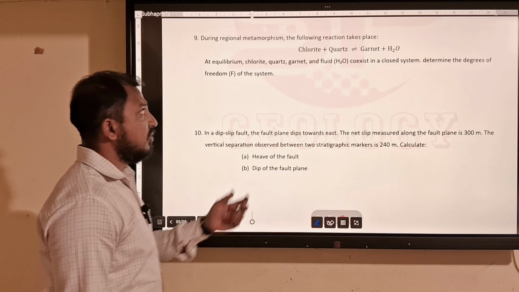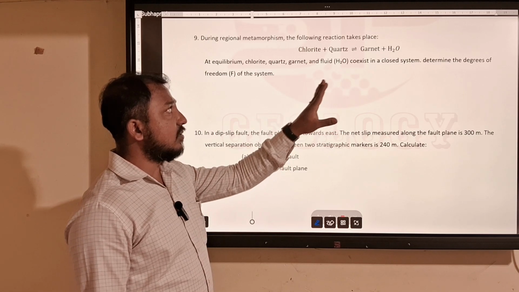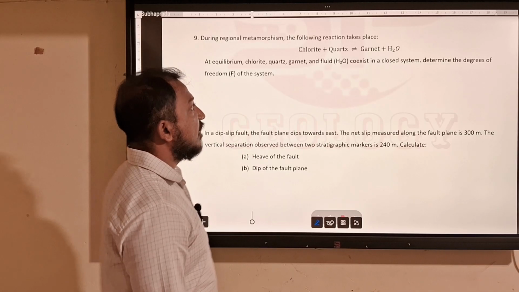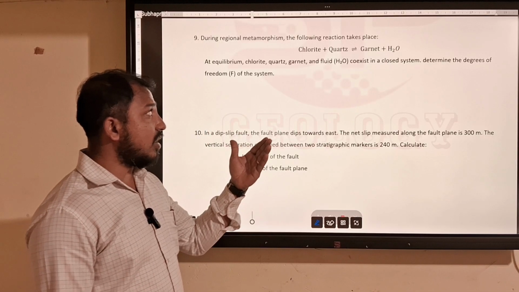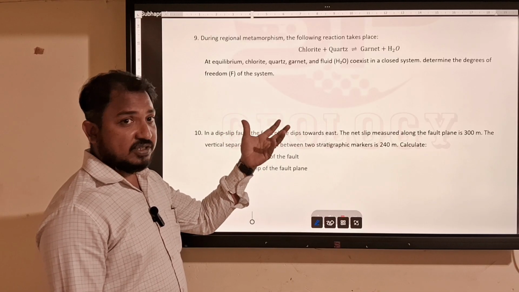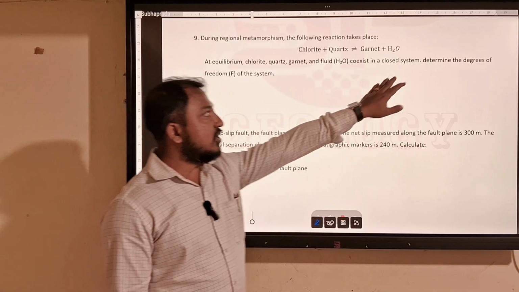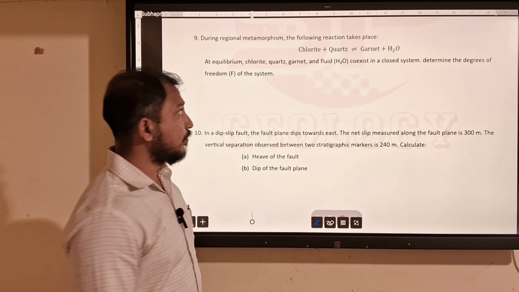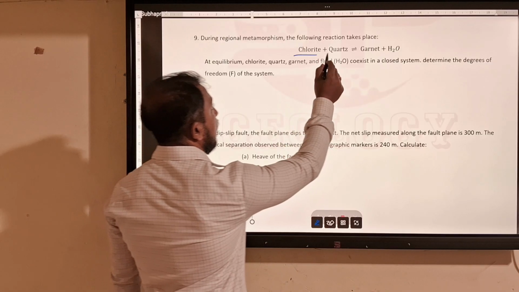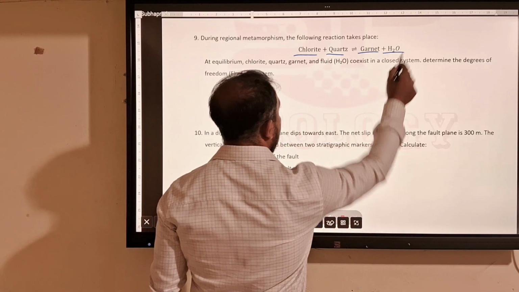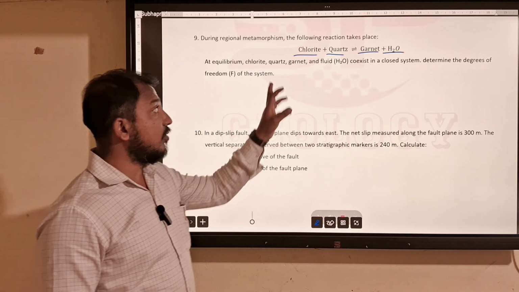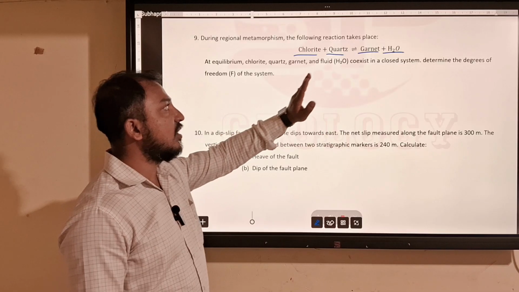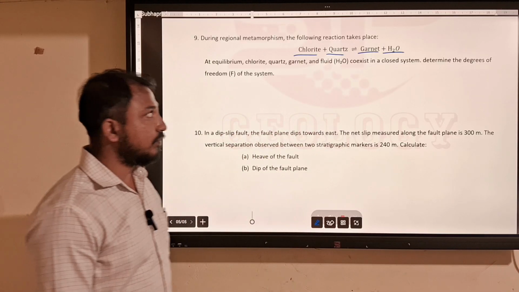Then during retrograde metamorphism, the following reaction takes place. We have chlorite plus quartz equal to garnet plus H2O. Now we have to calculate the degree of freedom. So first we have to derive the components. See, it is a closed system. So in a closed system we have to consider the fluid as a component and phase both. So I have chlorite, quartz, garnet and H2O. How many chemical species do we require to represent all the phases? Chlorite is a phase, quartz is a phase, garnet is a phase, and the fluid, that is H2O, is a phase.